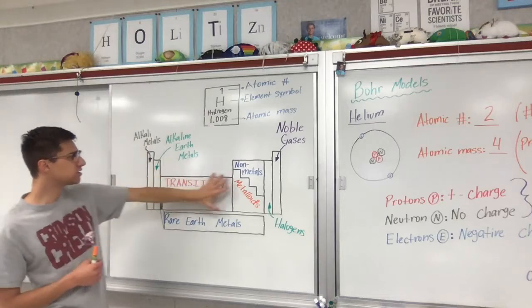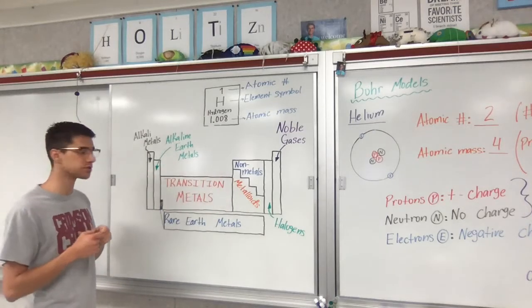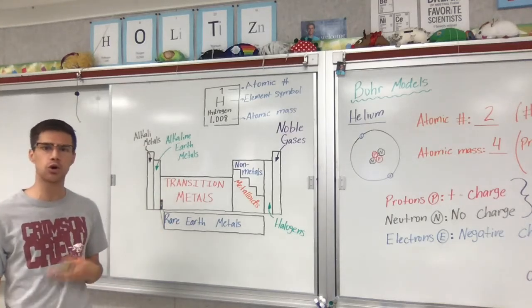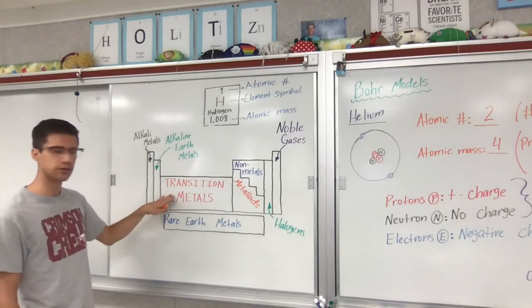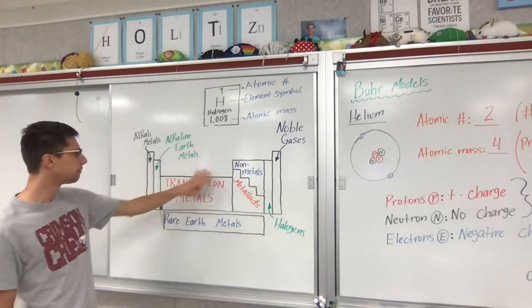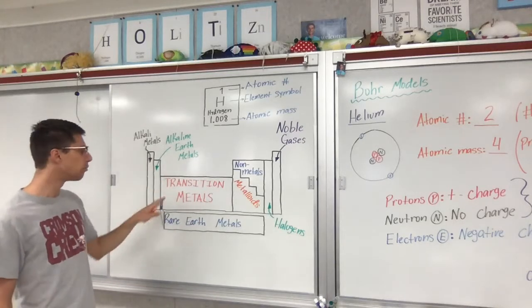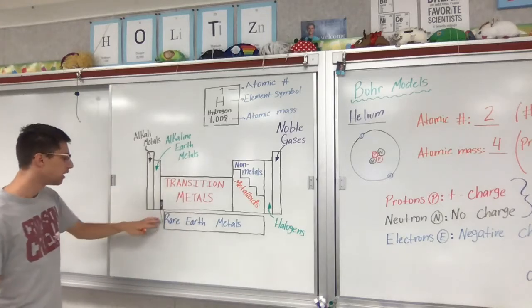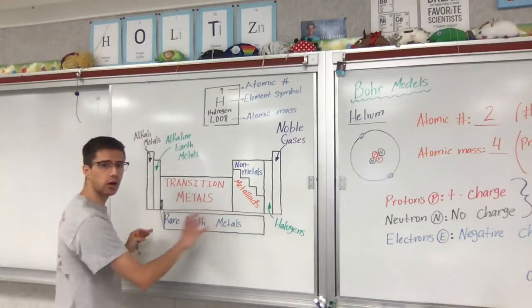Now, this big section in the middle right here, hopefully you can read it, is referred to as our transition metals. Transition metals are all the typical metals you'll think of, like platinum and gold and nickel and silver and copper, all that kind of stuff. So that's where our transition metals are found. These have some pretty interesting characteristics that we'll get to later this year, but these can get pretty complicated in higher level chemistry.